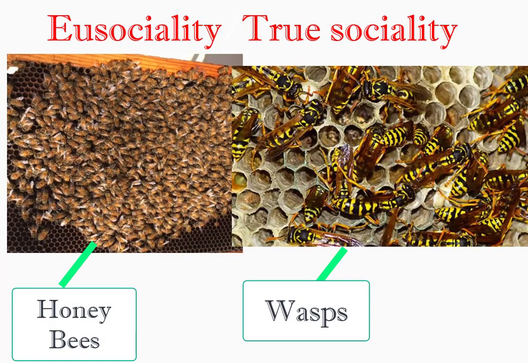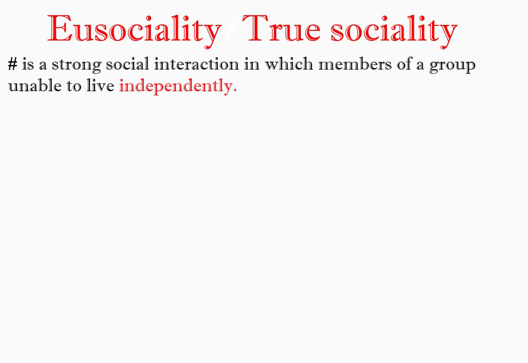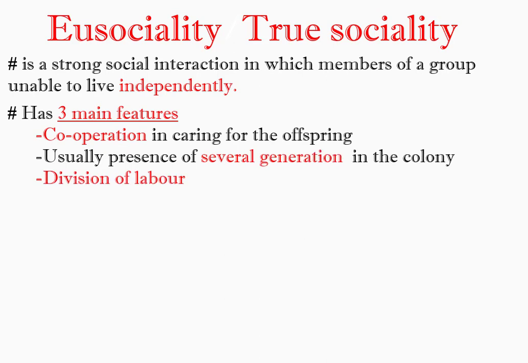There are some species of animals like honeybees and bumblebees in which members of the social group or colony exhibit complete interdependence, what is called eusociality or true sociality. Eusociality is a strong social interaction in which members of a group are not able to live independently. Eusociality or true sociality has three main features.